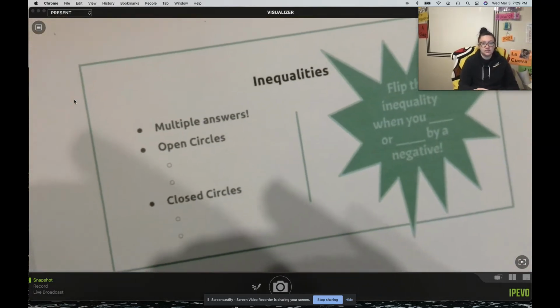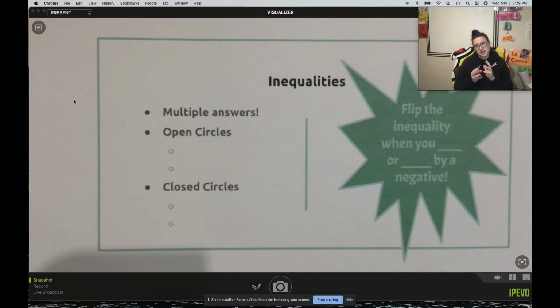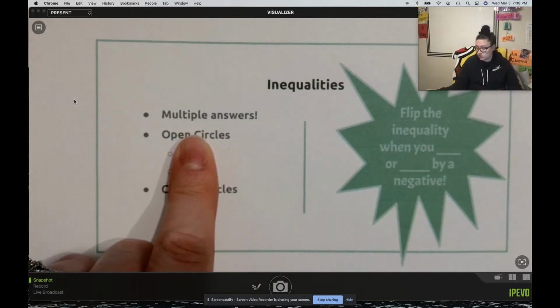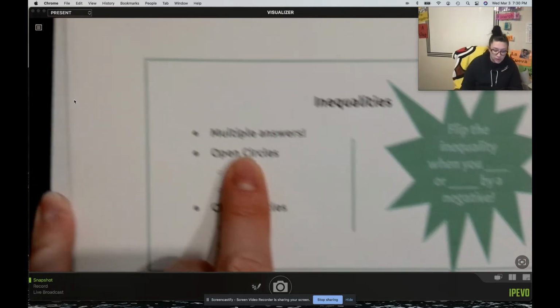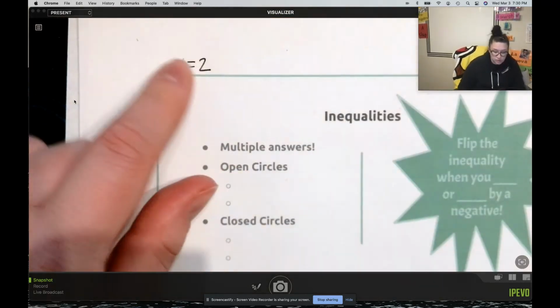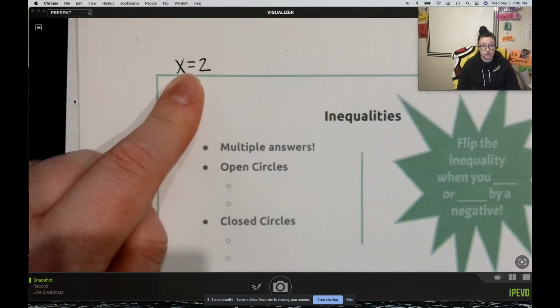Inequalities. Again, like I said, we're going to be going through doing the exact same steps as before. There's just a few little things conceptually different about inequalities compared to equations. First off, inequalities have multiple answers. Before, when we were doing equations, I would see x equals 2. X can only be 2, that's it.